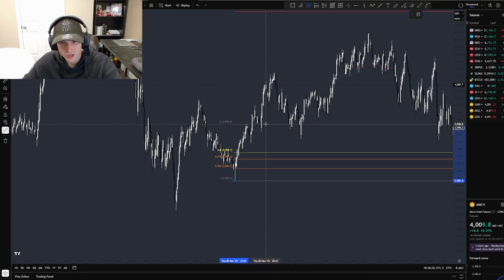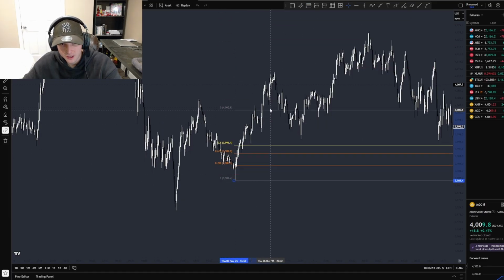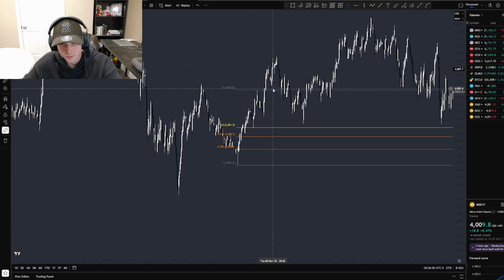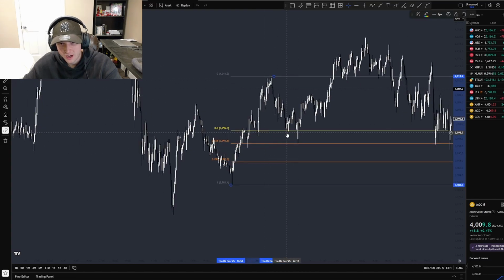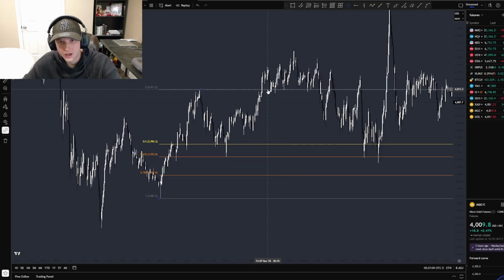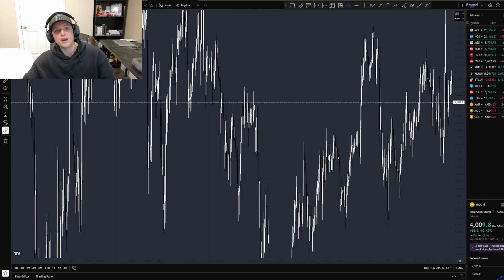Low to high, halfway point not hit, move it higher. Halfway point not hit, move it higher. Halfway point not hit, move it higher. Halfway point gets hit, you're in this trade, drawdown, TP. Okay? Very, very simple.